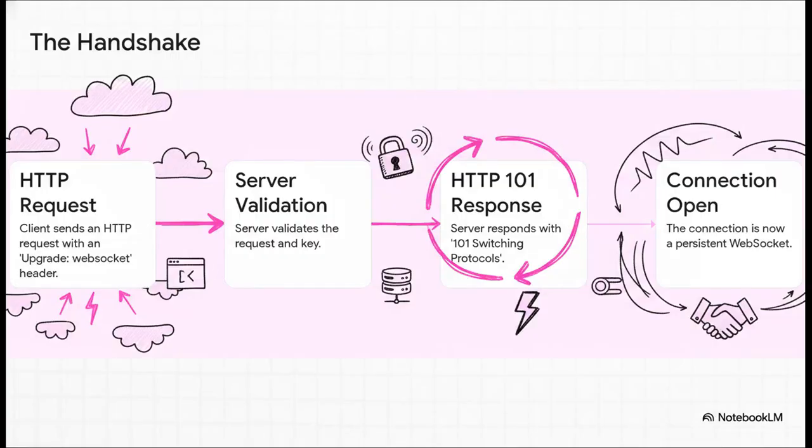And what's so brilliant about this is that it uses the same front door everyone already knows, HTTP. The process actually kicks off as a normal HTTP request. The client just adds a little note that says, hey, I'd like to upgrade this conversation to use WebSockets. If the server is cool with that, it sends back a special code, 101, which basically means, roger that, we're switching protocols. And just like that, the very same connection transforms from HTTP into an open WebSockets channel.